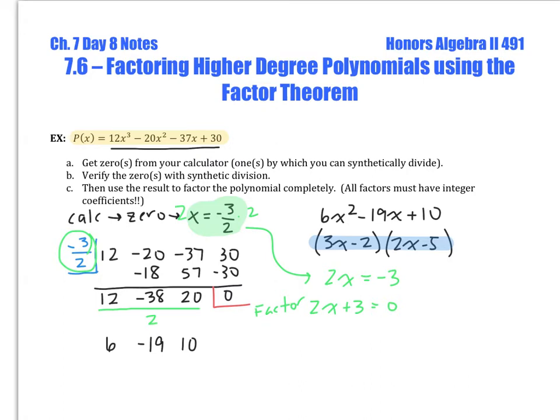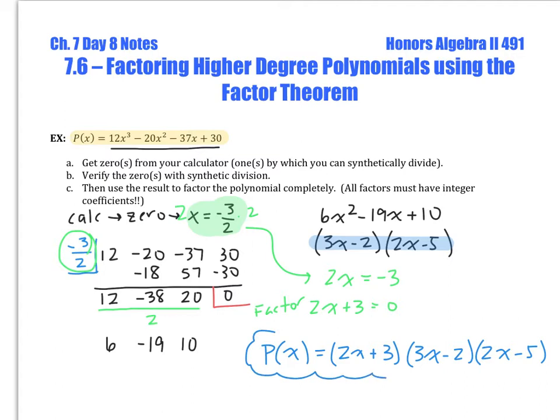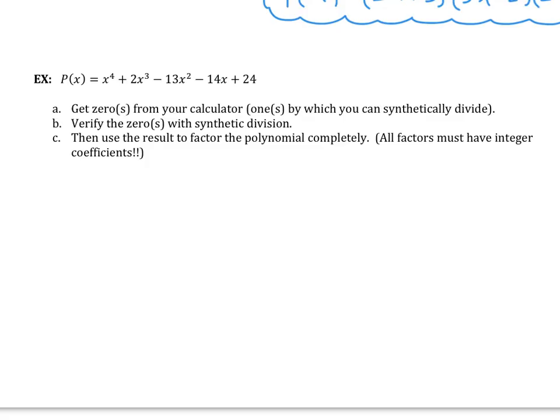So now what we need to do is write p of x in terms of all of its factors. P of x is equal to the factor of 2x plus 3. We got that from our calculator. And we used synthetic division to get 3x minus 2 and 2x minus 5 as the remaining factors. So this is our completed polynomial in factored form. And all of these factors have integer coefficients. All right? So there we have it. Let's move on to the next example.